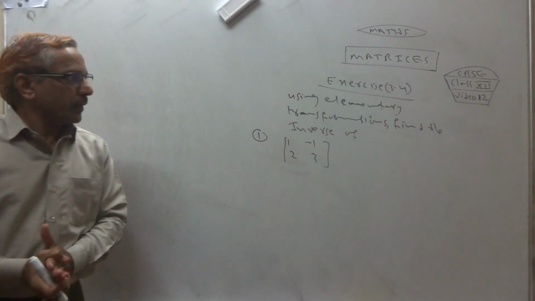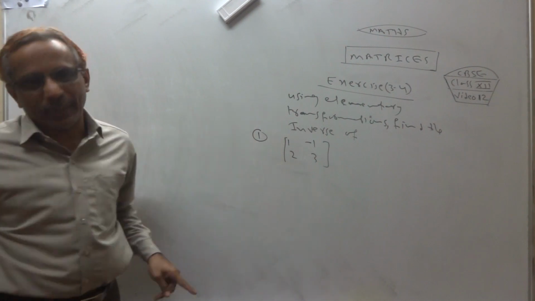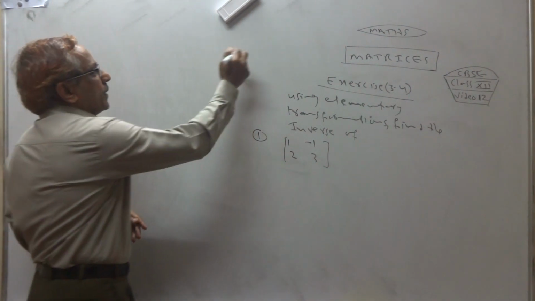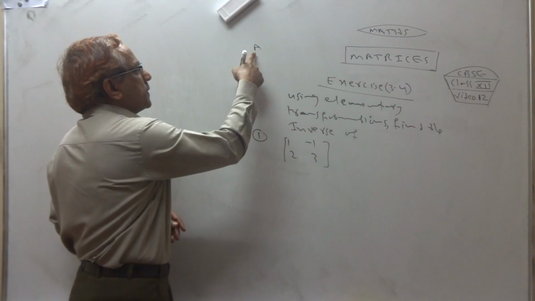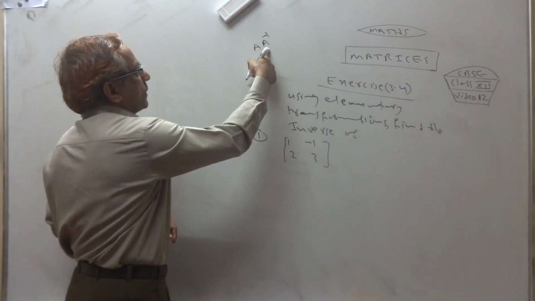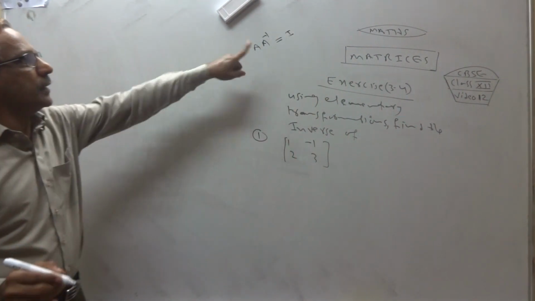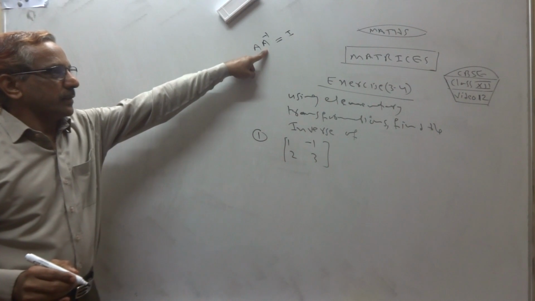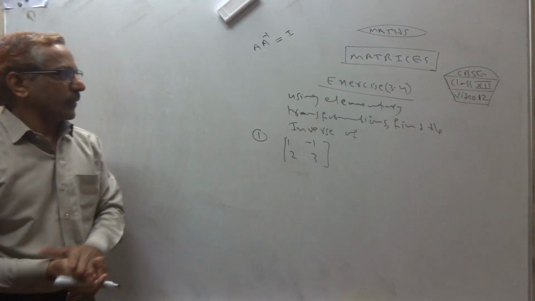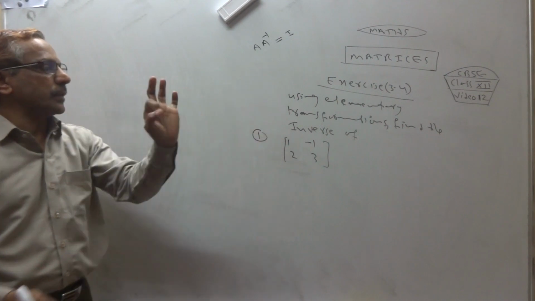So please see, for every square matrix, its inverse will be there. If A is a square matrix, its inverse is denoted by A inverse. If you multiply them, you will get I. So how do we find that A inverse? That we start now. The heading will be: using elementary operations, find the inverse.